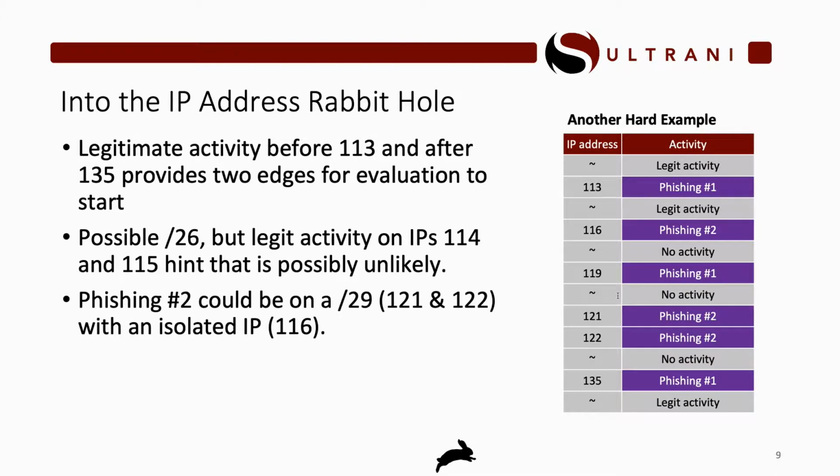So in this case, we have similar ideas. We have legit activity before our .113. And we have legit activity between 113 and 116. That's a problem. That helps break that up. That, again, might make this negative, but post that, from 116 and on 119 and then 121 and 122 and then all the way to 135, we have phishing activity.